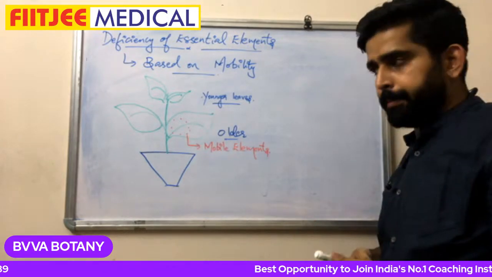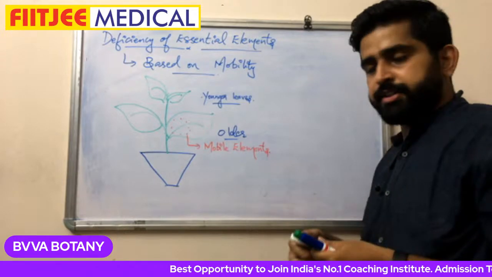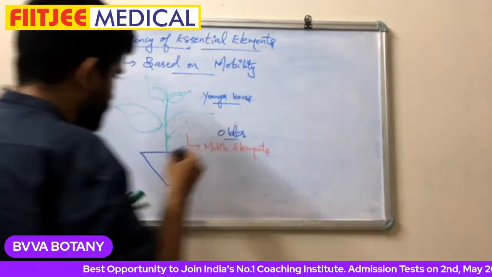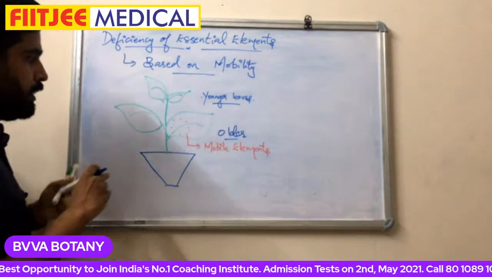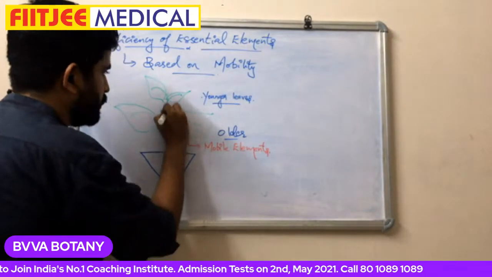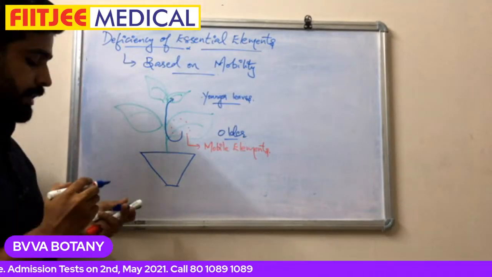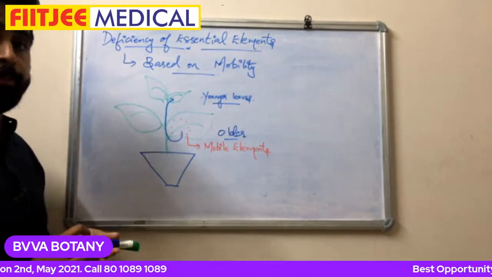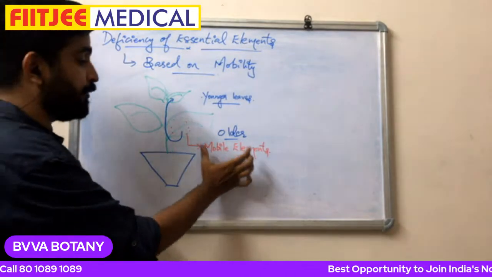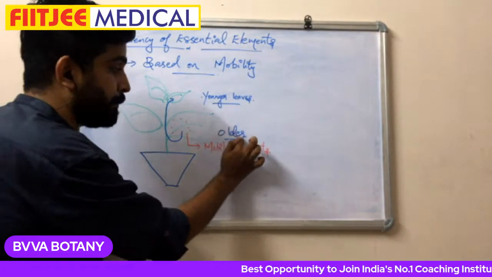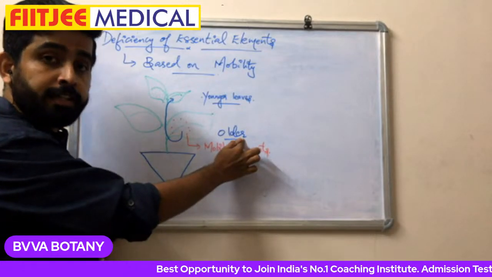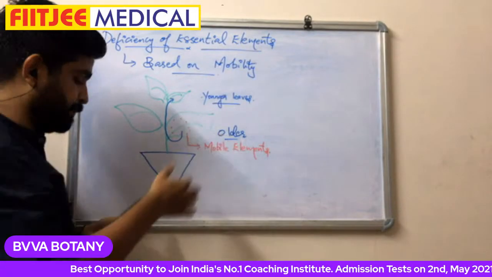So what will happen? Due to time, these mobile elements tend to move from the older leaves to the growing younger leaves. You have written that already. So as a result, what will happen? The deficiency of mobile elements can first happen to whom? To the older leaves. So we're going to take up the deficiency with respect to mobile elements.